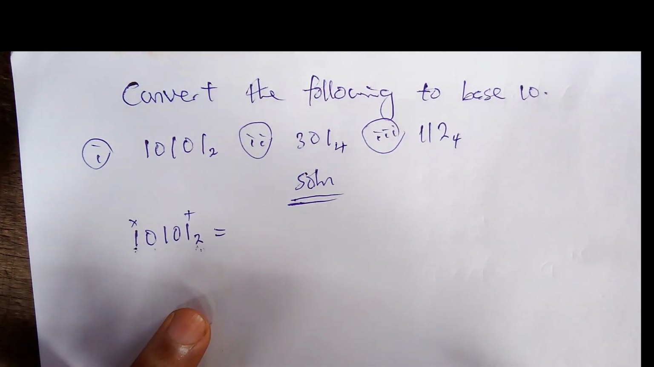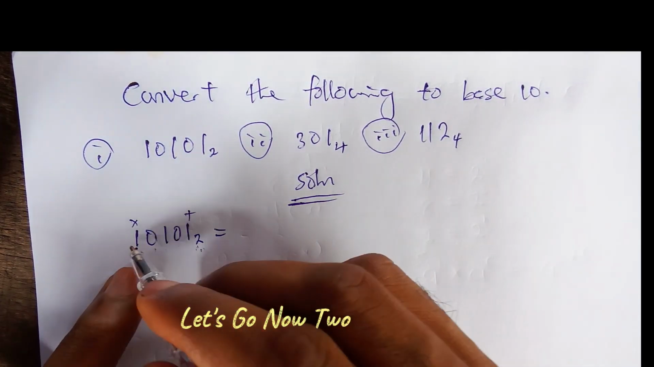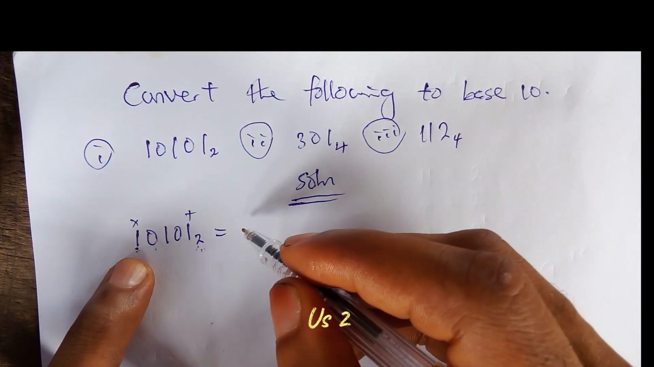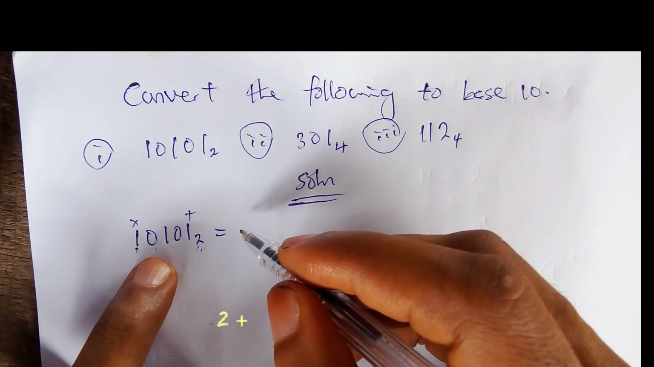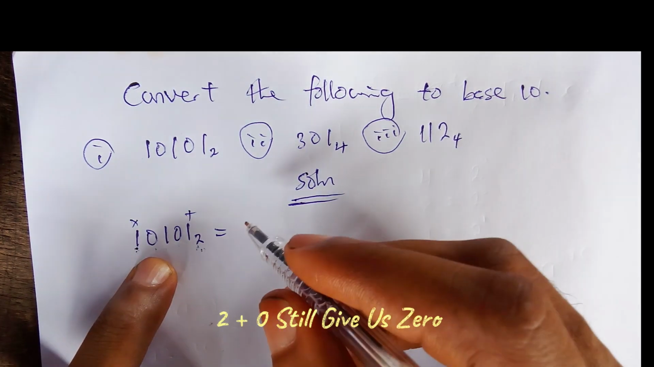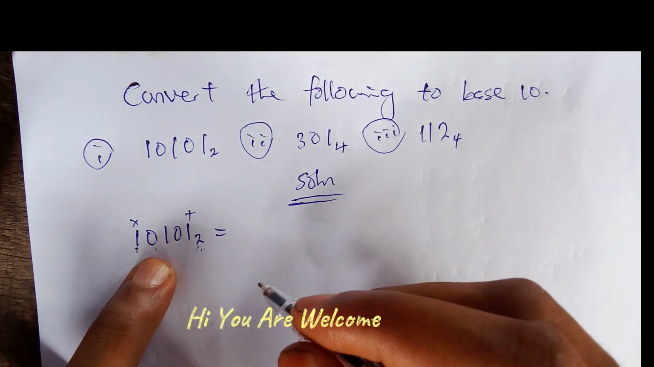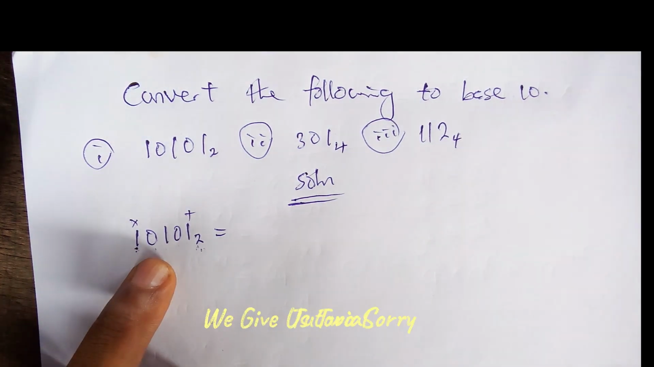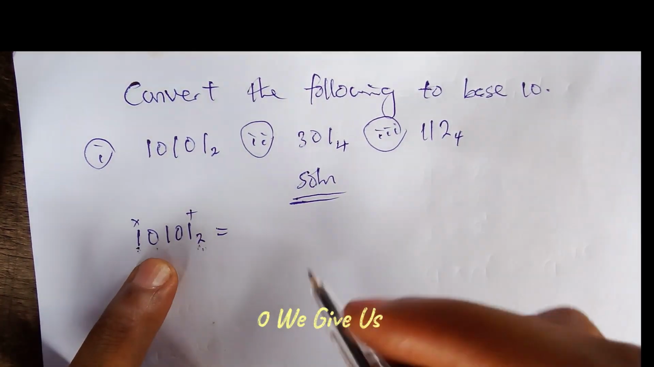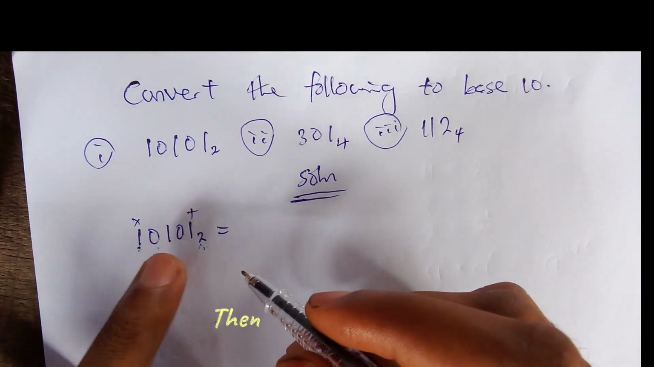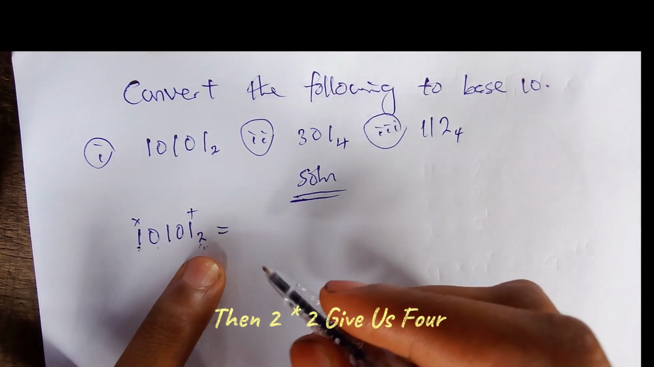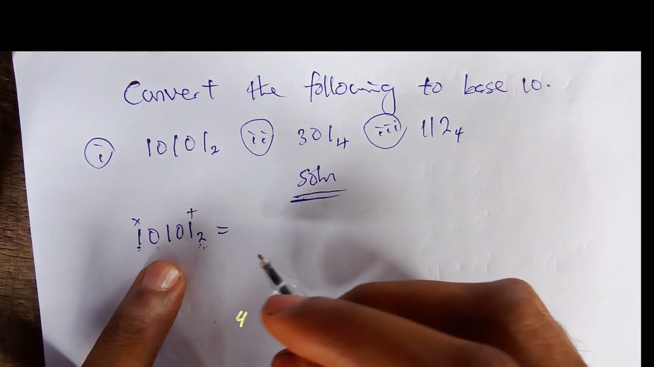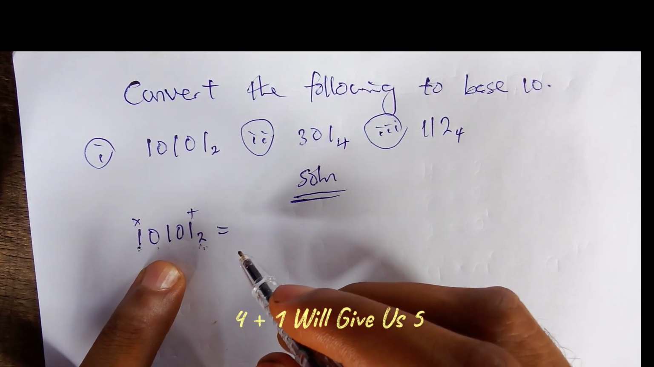Now let's go. 2 times 1 will give us 2. 2 plus 0 will give us 2. Then 2 times 2 will give us 4. 4 plus 1 will give us 5.